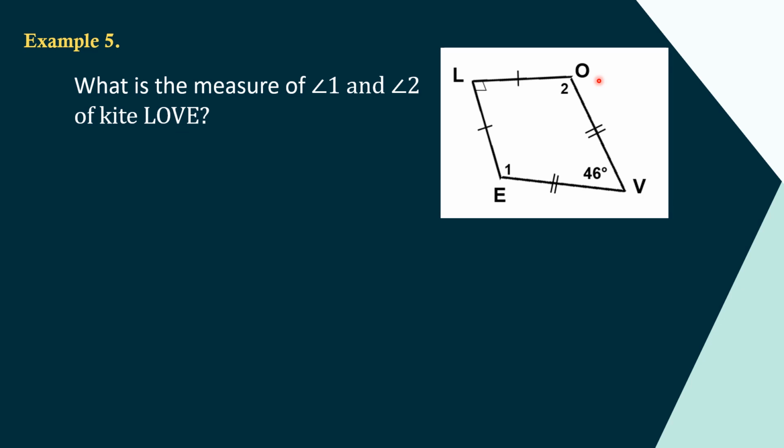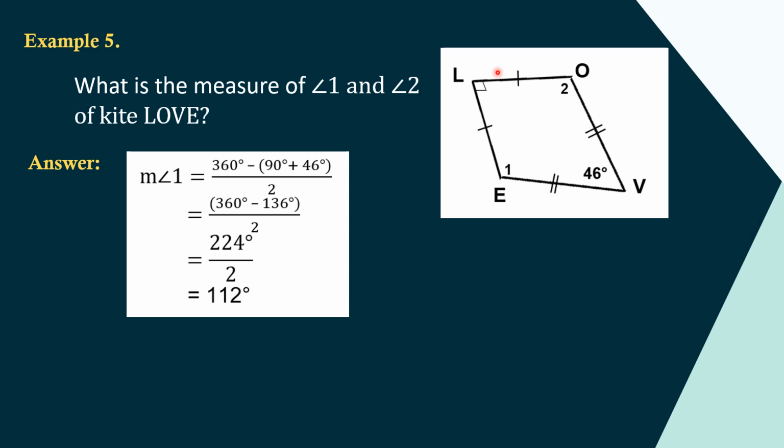Remember also that this one is a quadrilateral. Therefore, the sum of the measures of all angles will be 360. So angle B is 46 degrees and angle L is a right angle. That means to find the measure of angle 1, we have 360 degrees minus the sum of 90 and 46 degrees. 90 degrees plus 46 degrees is 136 degrees. 360 degrees minus 136 degrees is 224 degrees.